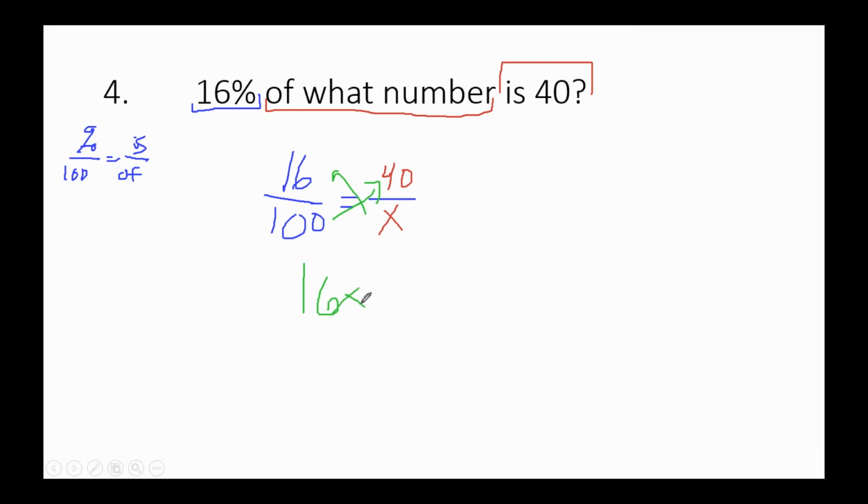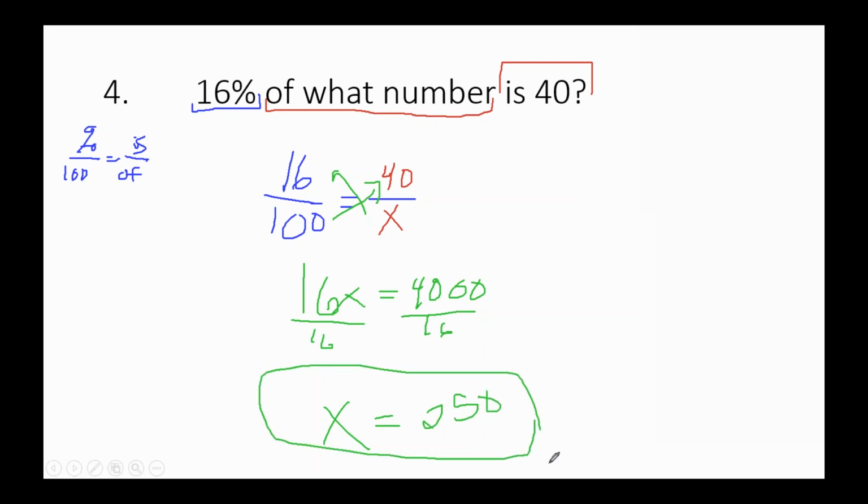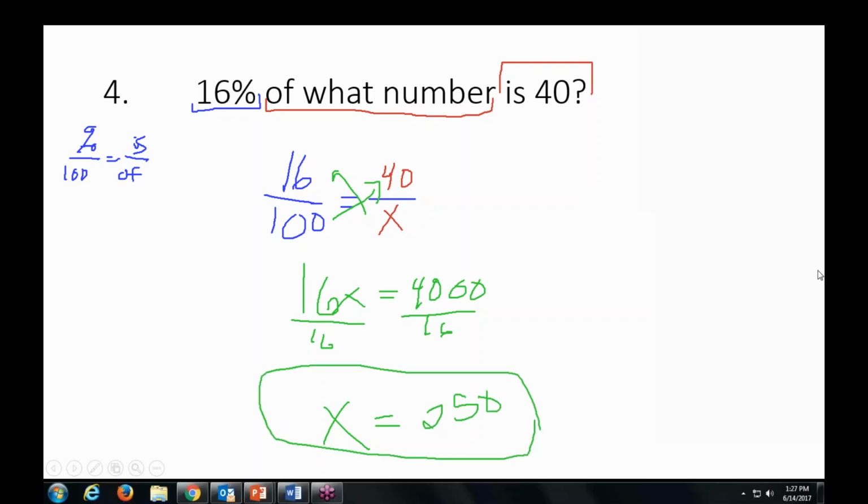And just to refresh, that gives me 16x equals 4,000. I want x by itself, so I'm going to divide both sides by 16. And this comes out pretty nicely, 250. So there is the proportional way of doing this problem. Look how many of you had 250 before I even got there. Okay, so that's the key. Percent over 100 is over of.